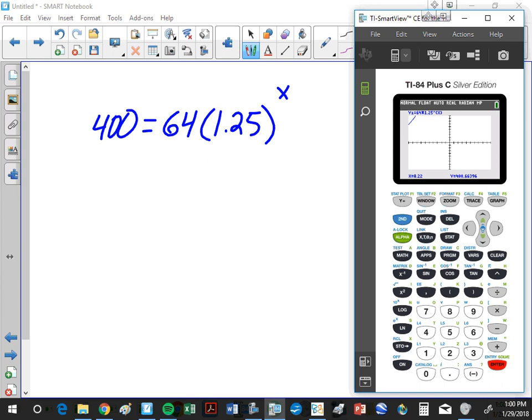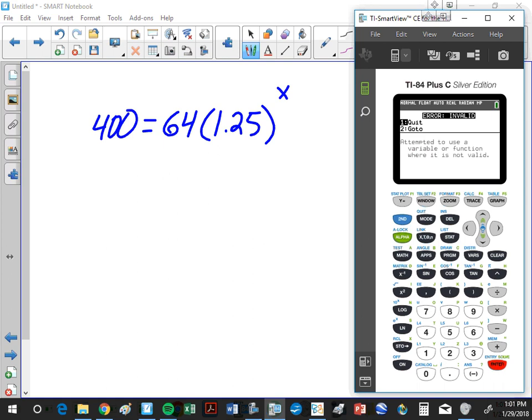Now, if I wanted to do 1,220 apples, so now push second table, and I'm going to go down until I get to 1220. So 1220 is somewhere between 13 and 14. Is it going to be closer to 13 or closer to 14? 13. So if I push trace and I try to type in 13.3, it won't let me do it. How come? It's not on the window.